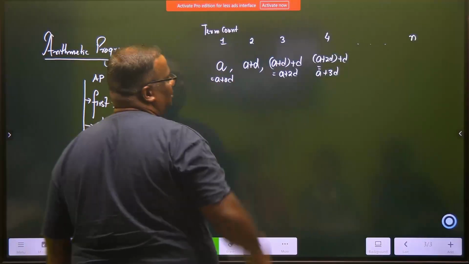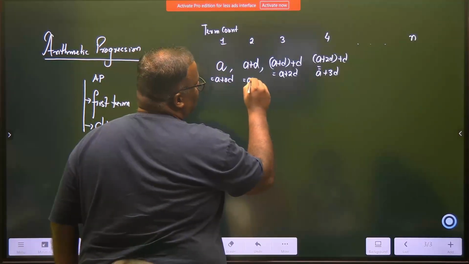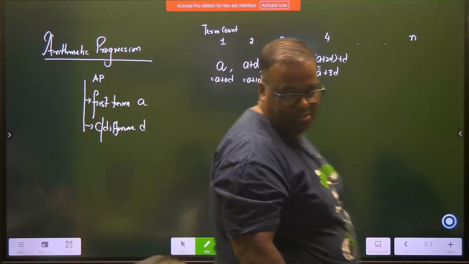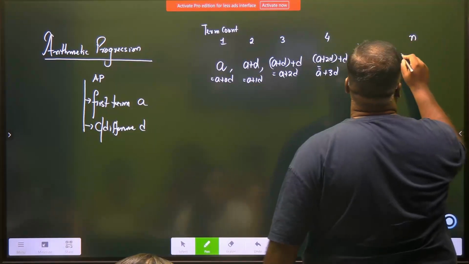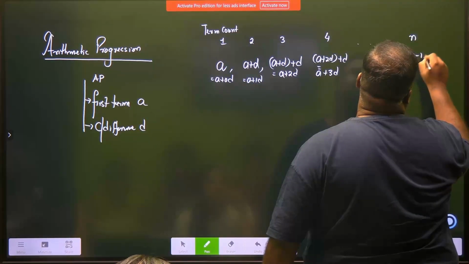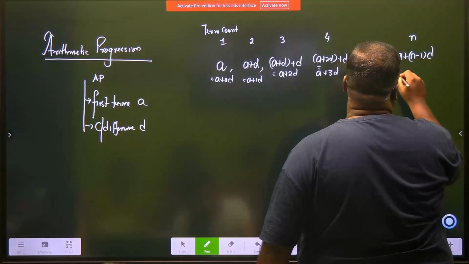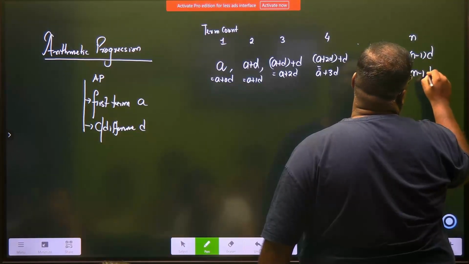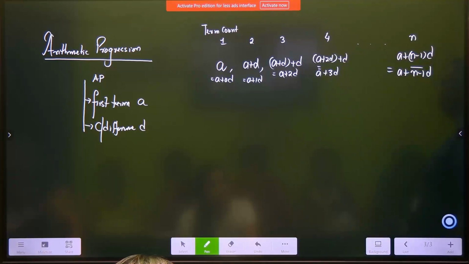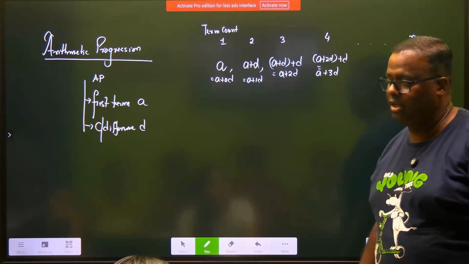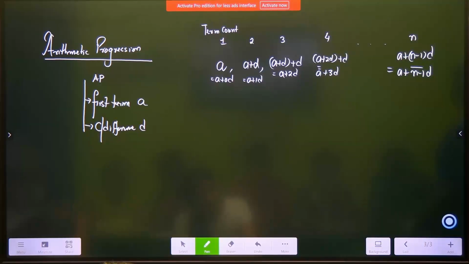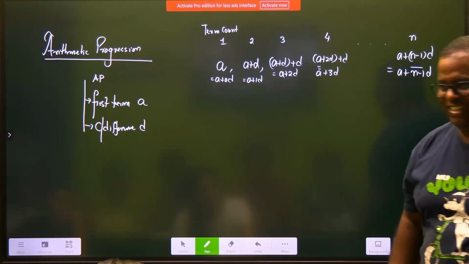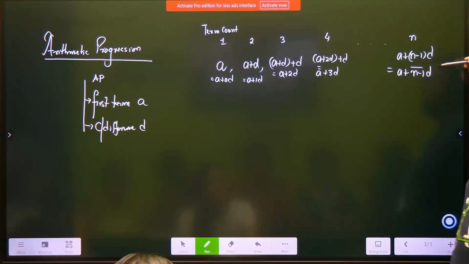Can I not write this as a plus 1d? We can write it, right? So what will we write for n? a plus n minus 1 into d. Now since we are grade 10 students, there is a special way of writing this bracket. You just put a bar over n minus 1, which is also correct. This was not taught in school, that is why Aryash's face turned like that. This is a special way of writing. A plus n minus 1. When you put a bar on n minus 1, this bar in logical mathematics stands for bracket. Absolutely correct. Nobody will take away any marks from you.